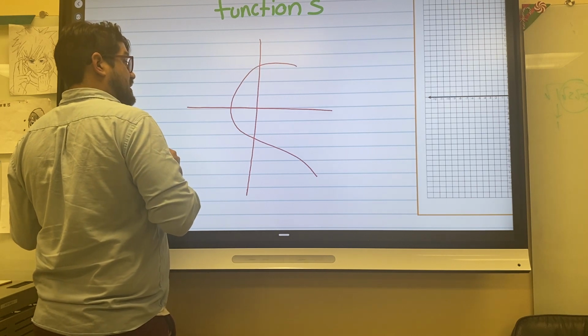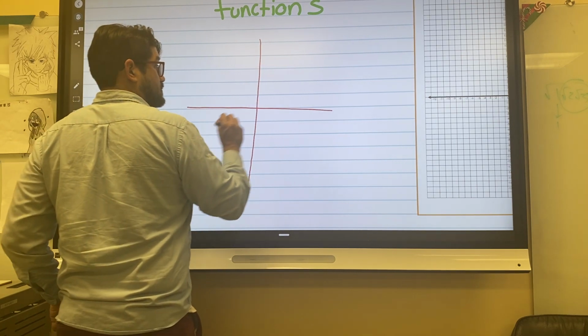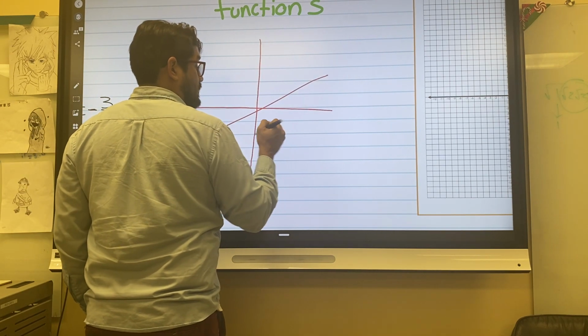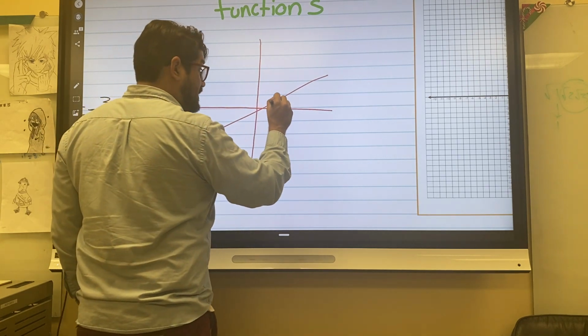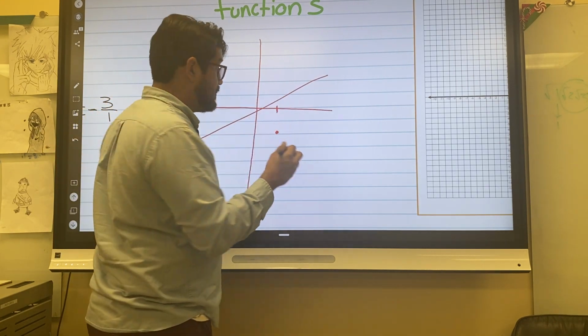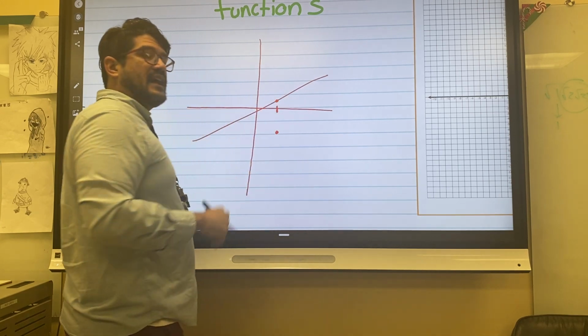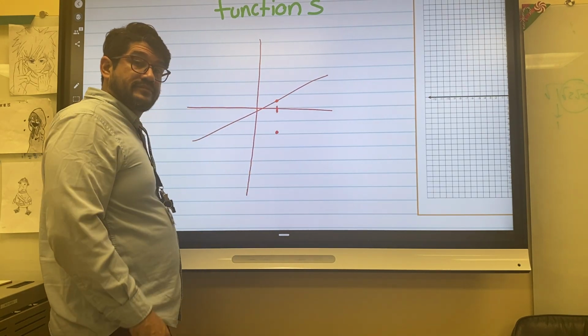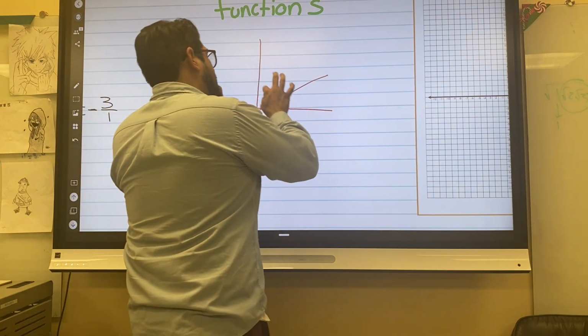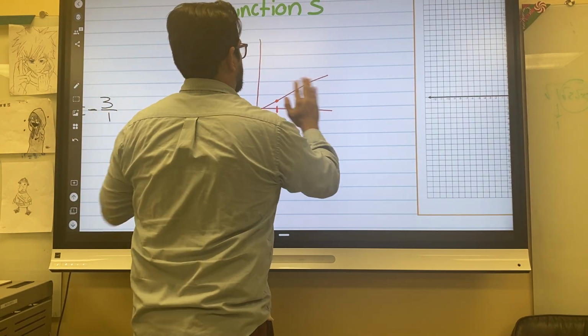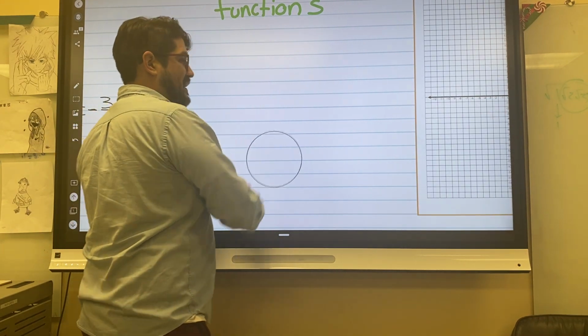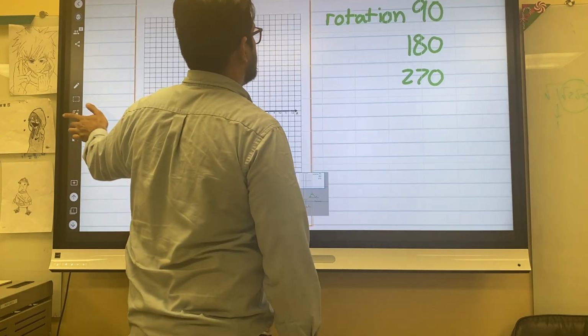If I do something like this, this is not a function. Why? Because right here, only one time, this one x has 2 different answers. It's not a function. So every x is allowed to have one answer. So that explains functions.